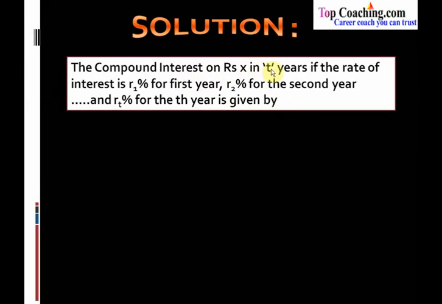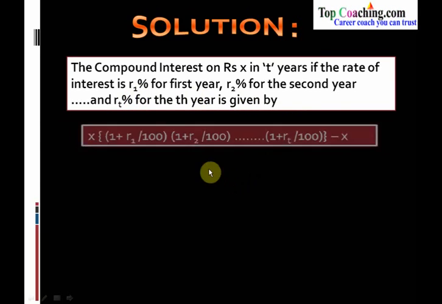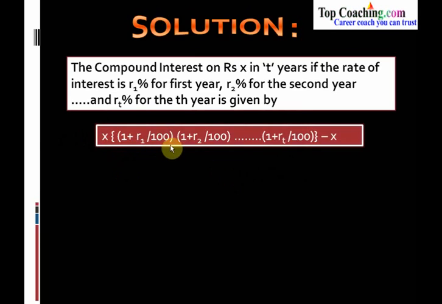The compound interest on rupees x in t years, if the rate of interest is r1 for the first year, r2 for the second year, and so on up to rt% for the tth year, is given by x into 1 plus r1 by 100 into 1 plus r2 by 100 and so on up to 1 plus rt by 100, minus x. So this gives us the value of compound interest on rupees x if the rate of interest is r1 for the first year, r2 for the second year, and so on up to rt for the tth year.